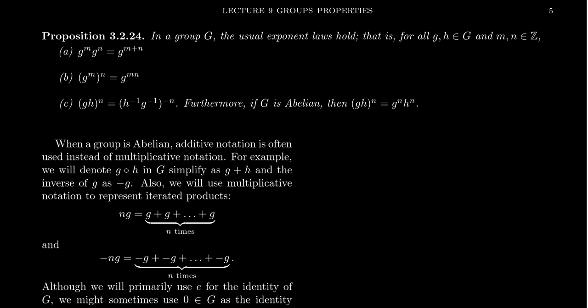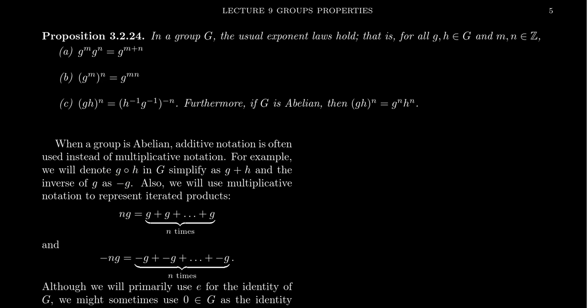And so abelian groups, we sometimes use additive notation. We can use multiplicative notation, it's fine. But when you see additive notation, that will always mean abelian group. It always means commutativity in that context. Now, if you're writing a group additively, the operation will look like g plus h. The inverse, you don't write it as g inverse. You actually would write it as negative g, right? Because subtraction is the inverse of addition.